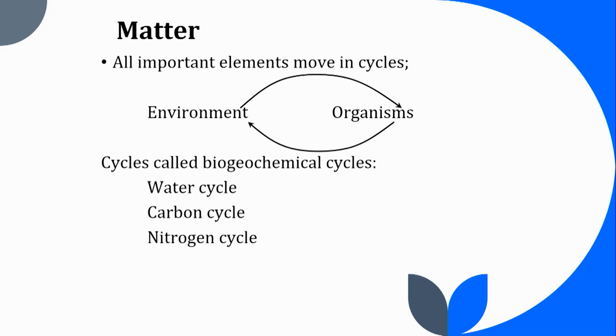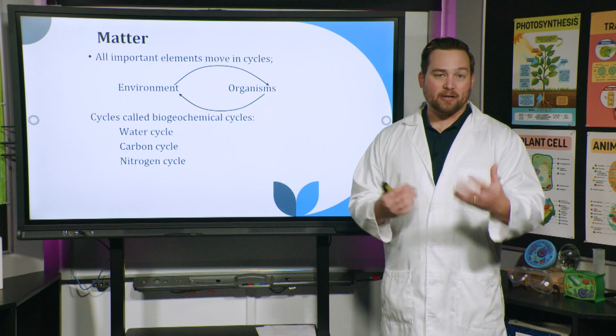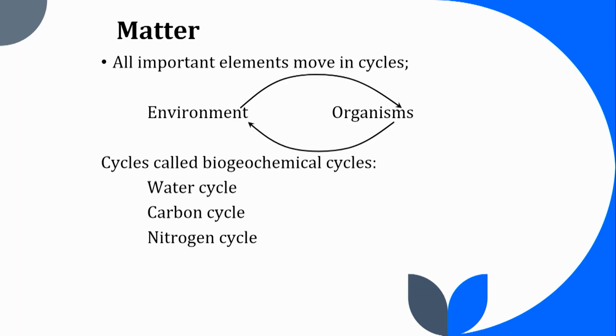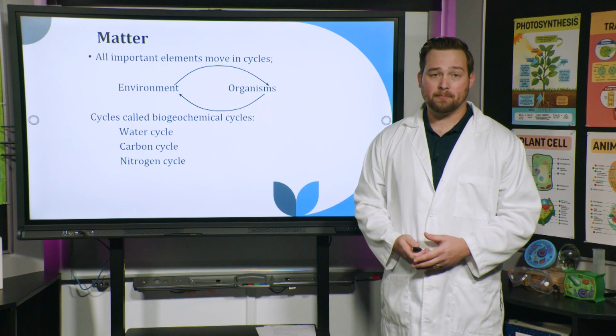So matter gets recycled in the environment. All important elements move in cycles. It goes from the environment to organisms, back to the environment, and back again, so it cycles around. Cycles that do this are like the water cycle, the carbon cycle, and the nitrogen cycle. They all get recycled into organisms and then back into the environment.